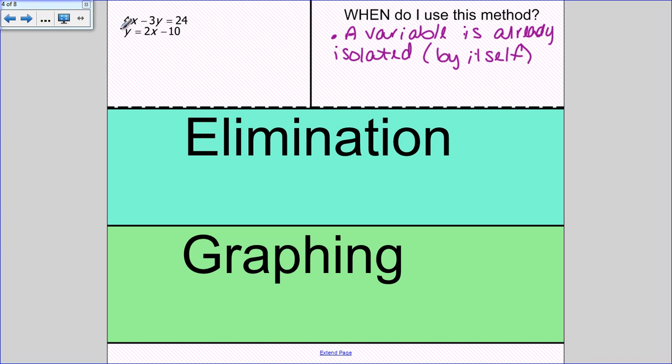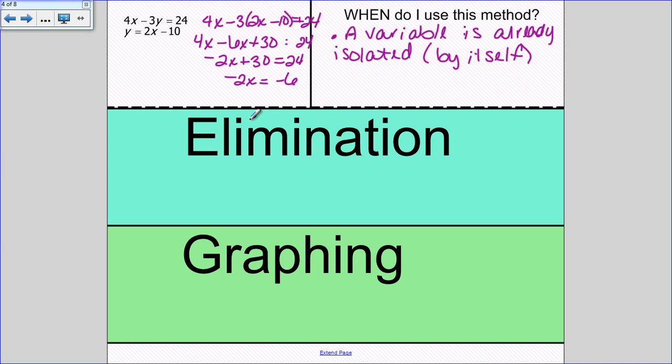So if you'll notice, I already have a variable isolated. This y is by itself. And I'm told that y equals 2x minus 10. So in this top equation, I'm going to replace y with 2x minus 10 and leave everything else the same. So I'm going to have to do the distributive property. So I have 4x minus 6x plus 30, those two negatives make a plus, equals 24. So I will combine my like terms. That's going to make negative 2x plus 30 equals 24. And I'm going to have to subtract 30 from both sides, which leaves me with negative 2x equals negative 6. Then when I divide both sides by negative 2, I get that x equals 3.